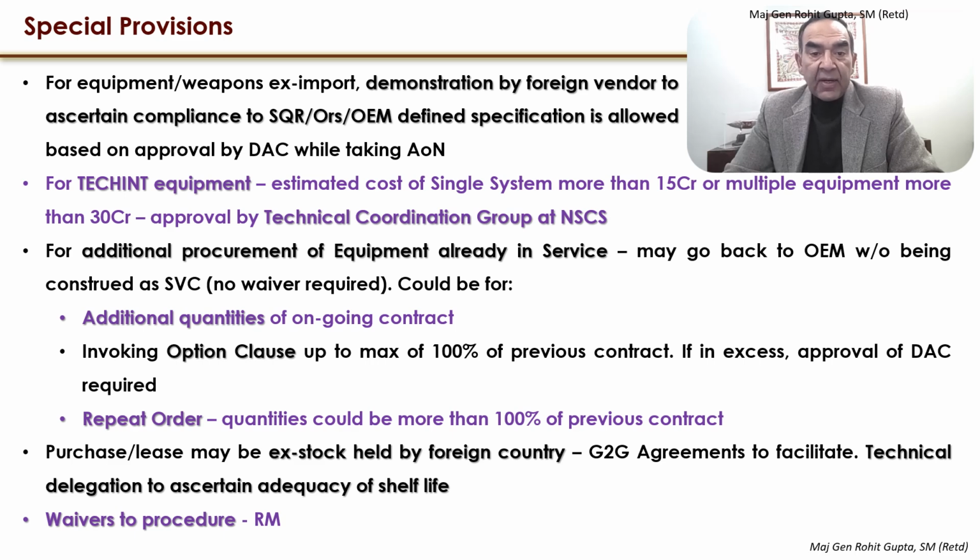These could be for additional quantities of an ongoing contract, invoking an option clause up to a maximum of 100%. We had a look at option clause previously. If in excess of 100% of the previous order, the approval of the Defense Acquisition Council is required, and a repeat order provision is also there where there are no option clauses available. In this, the quantities could be more than 100% of the previous contract.